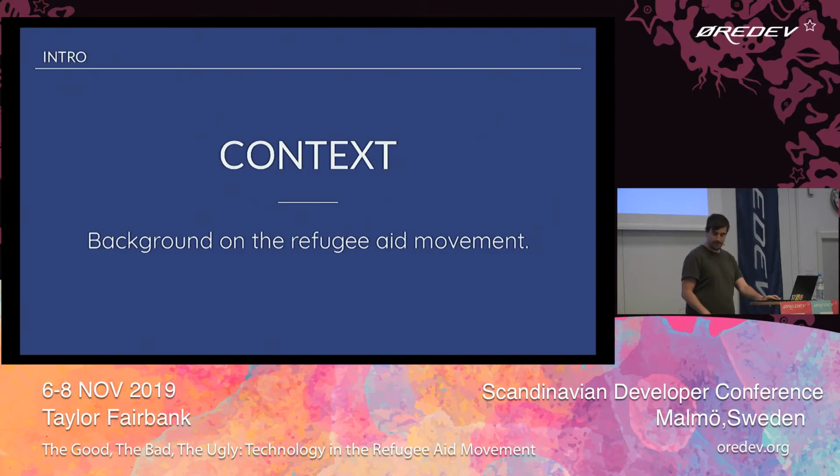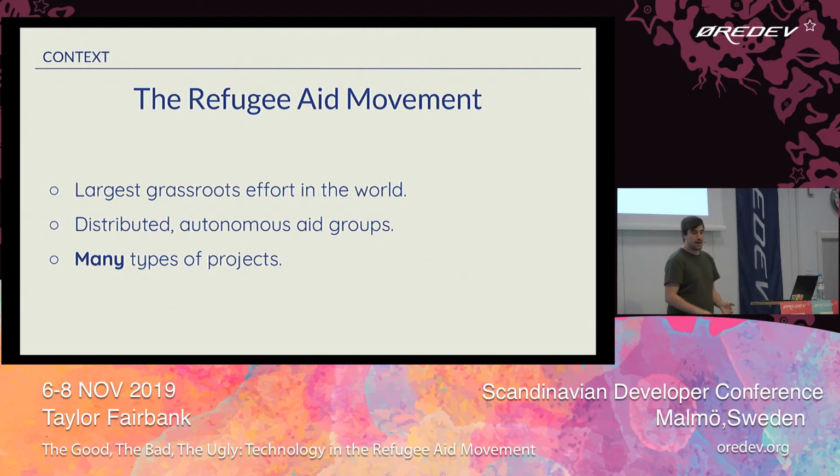Cool. So, a little bit of context before we dive into the tech side of things. The Refugee Aid Movement is the largest grassroots movement in the world. It's Europe-wide. It was kind of kicked off 2015, 2016, when a lot of folks from Syria were coming over here through Turkey. Now there's a lot of people as well coming, everywhere. Lots of people from Libya and other African nations, Afghanistan, of course, Iraq, Iran.